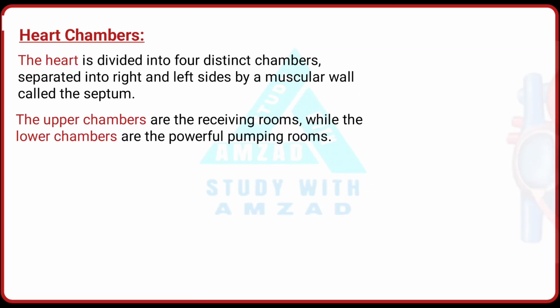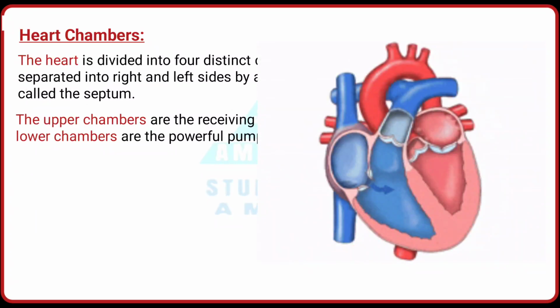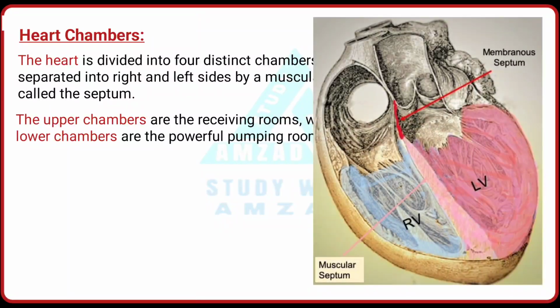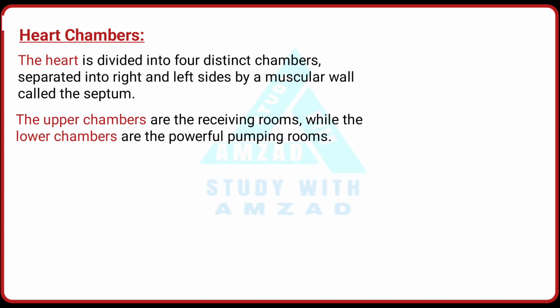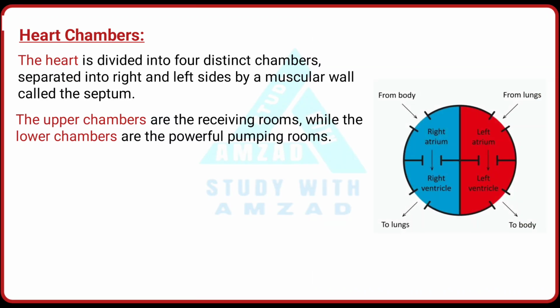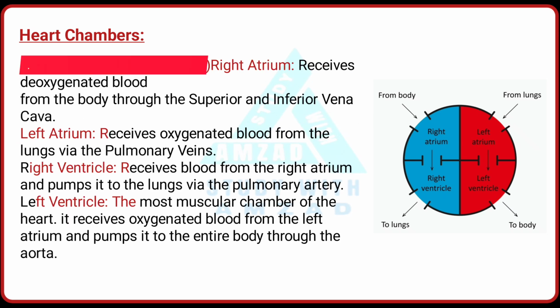Now look at the heart chambers. The heart is divided into 4 distinct chambers, separated into right and left sides by a muscular wall called the septum. The upper chambers are the receiving rooms, while the lower chambers are the powerful pumping rooms. Those 4 chambers are mentioned in the diagram: right atrium, left atrium, right ventricle, left ventricle.